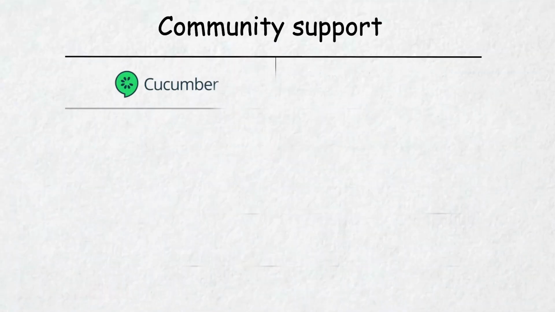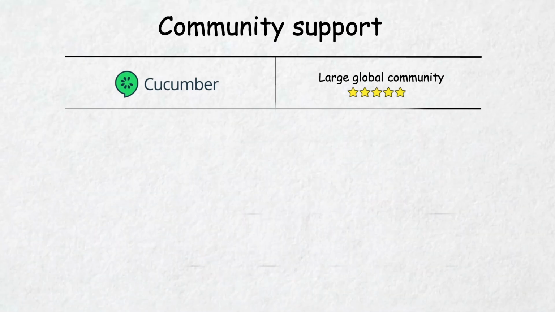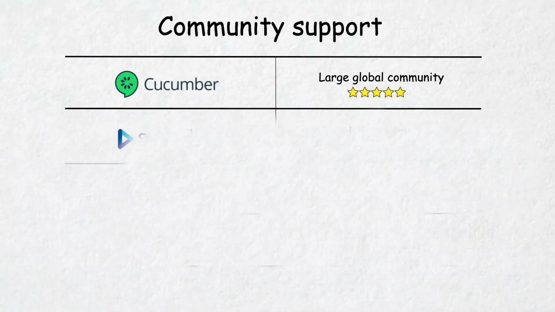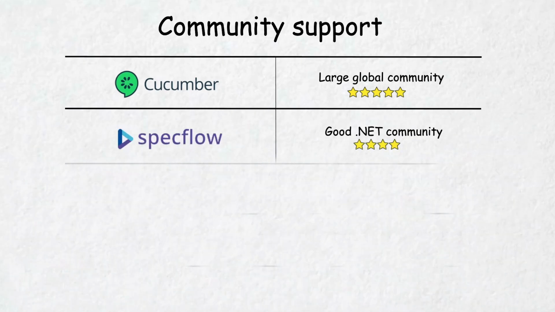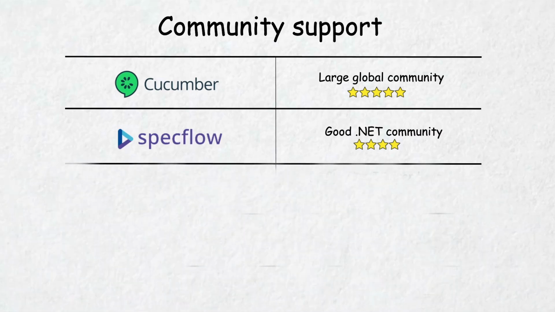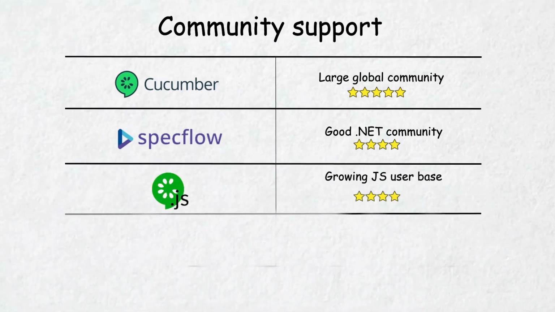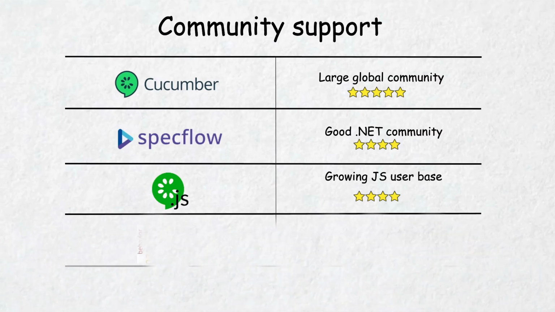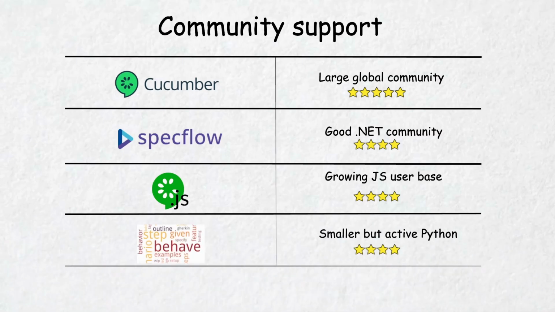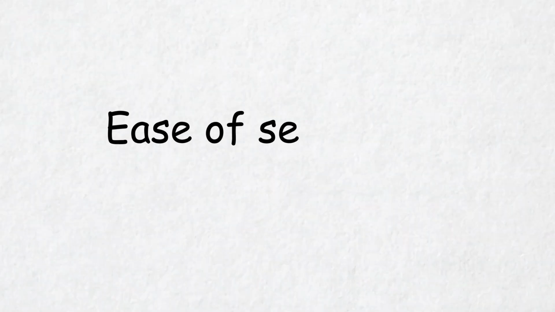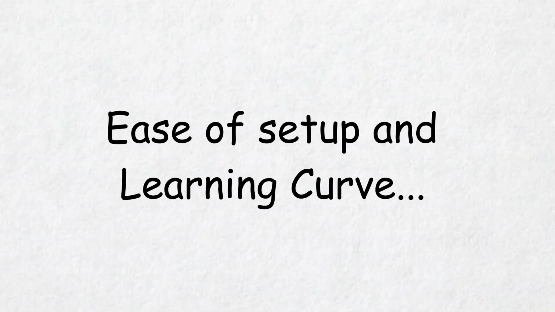Cucumber has the largest BDD community worldwide. Lots of tutorials, plugins, and examples are available online. SpecFlow is well supported in the .NET world with great documentation and extensions. Cucumber.js is growing steadily, especially with modern web testers. Behave has a comparatively smaller but active Python user base. Now, let's talk about setup and learning curve.